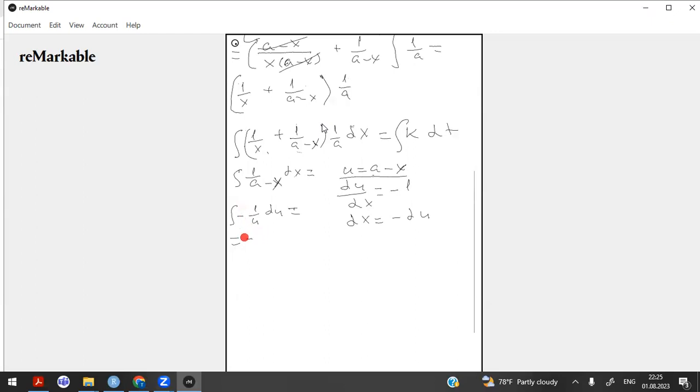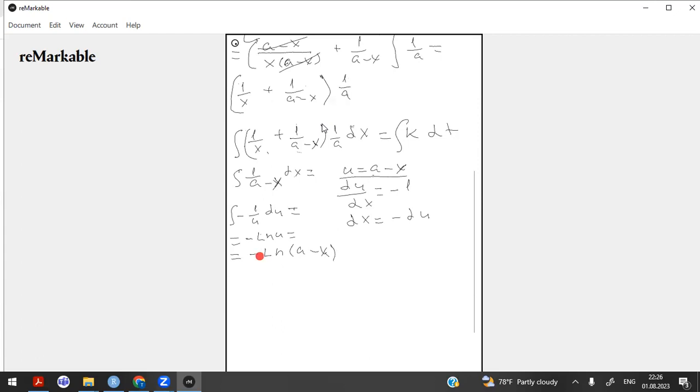And here, the integral of 1 over u is ln u, okay? So we know what u is, so we'll have minus ln u, right? Instead of u, we will just put a minus x. Okay. So we have this equation.